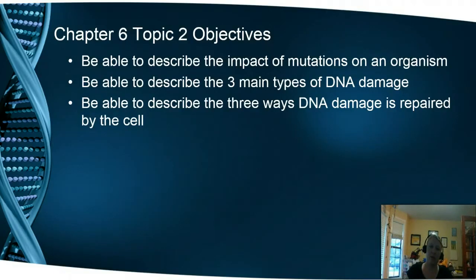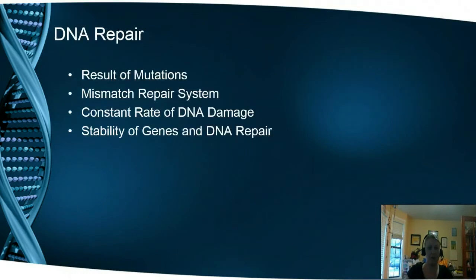As I said, we're going to talk all about DNA repair, and so we have 3 main objectives. As always, these are what I expect you to have mastered coming out of this chapter. Please let me know if you have any questions or if you need to work on any of these a little bit more together. So we have 4 main sections we're going to talk about with this. We're going to talk about the result of mutations, the mismatch repair system, the constant rate of DNA damage, and then the stability of these genes and DNA repair.